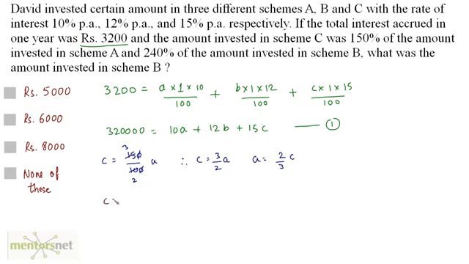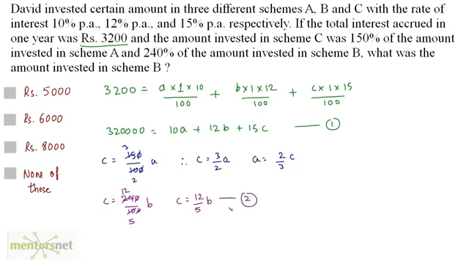So again C is equal to 240% of B, right? So these zeros get cancelled out, and 2 times 12 is 24 and 2 times 5 is 10. So we have C is equal to 12 by 5 B, right? Let that be equation 2.